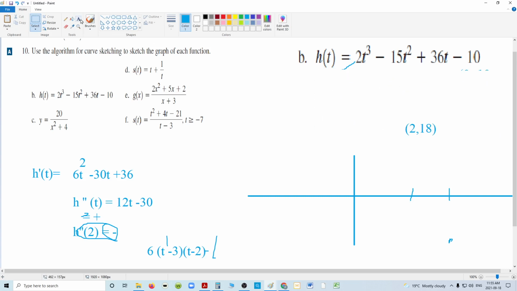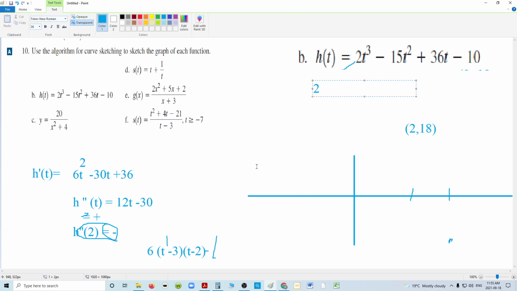So when I get 3 in there, 3 cubed is 27. 2 times 27 is 54. 3 squared is 9 times 15 is minus 135, I think. And then 36 times 3 is plus 108 minus 10. 108 minus 10 is 98. Minus 35 plus 90 is minus 45. And 54 minus 45 is 9.